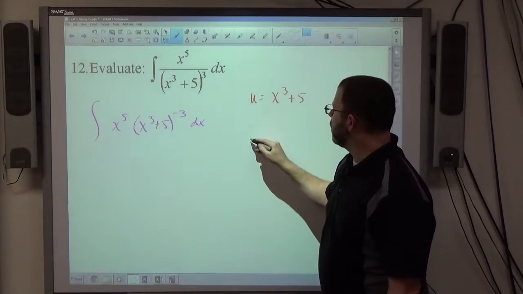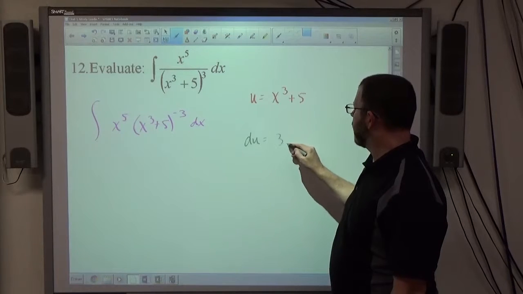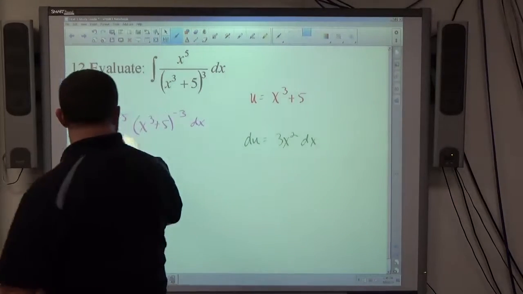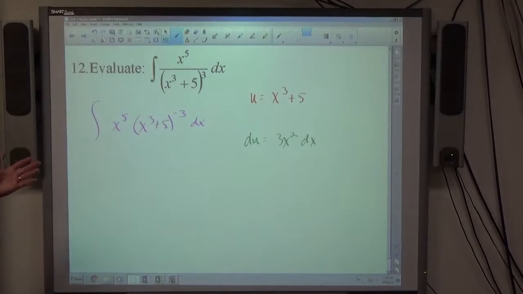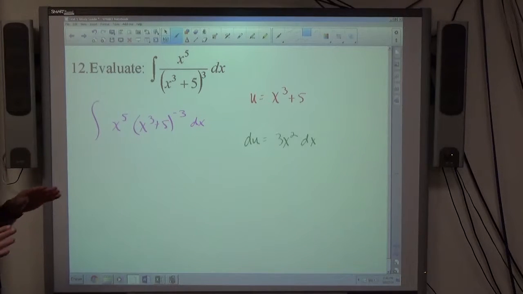Then I go ahead and do du, which is 3x squared dx. And what I'm looking at here is this is not x squared, it's x to the 5th, so the powers don't match up. So that's a problem. That's a bigger problem than the other two issues were. So the last two were fixed with a constant. So multiplication by a number fixed it. When you have to multiply by a letter, it makes it much more complicated.